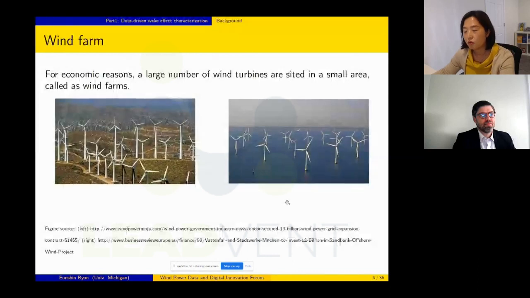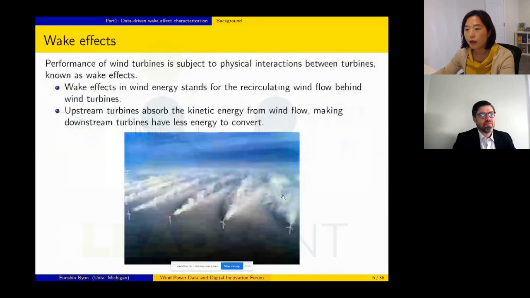So I guess all of you already know the wake effects. For economic and other logistic reasons, a large number of wind turbines are placed in a small area called a wind farm. You can see one of the wind farms in Texas, and here is an offshore wind farm in Europe. And interestingly, in wind farms there is a phenomenon called wake effects.